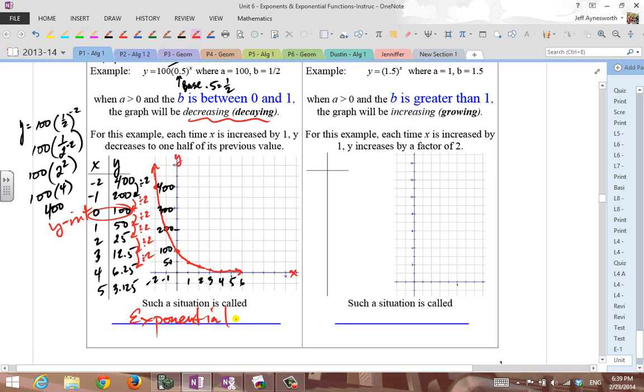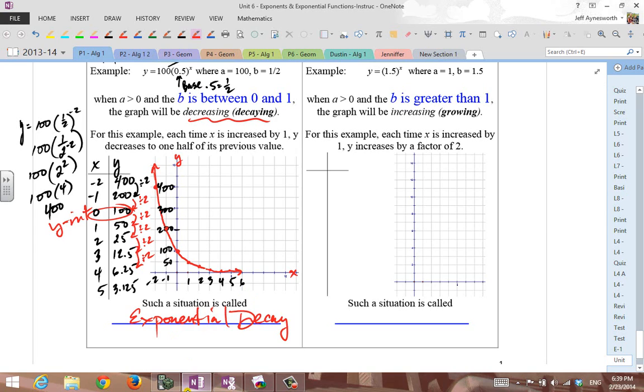Once again, I'm just reviewing the basic concepts here, but I'm using a lot of technology instead of doing everything by hand. Now, when you change the base to be bigger than 1, look at this. When the base is bigger than 1, like it is right here, b is 1.5, and a is 1, you get what's called a growth function, or an increasing function.